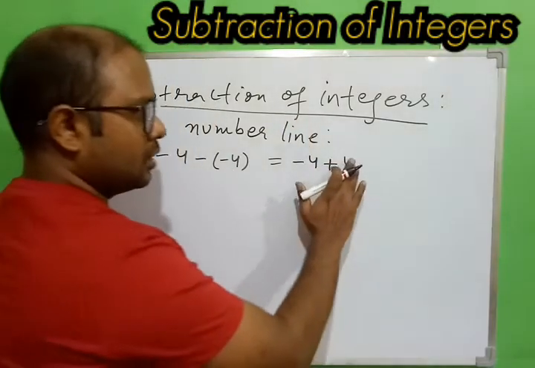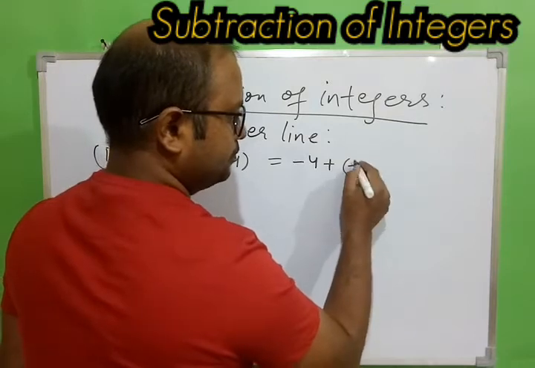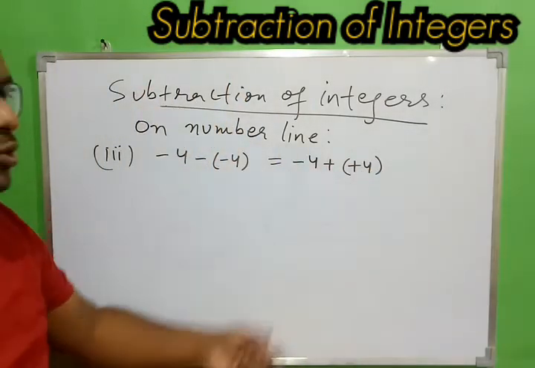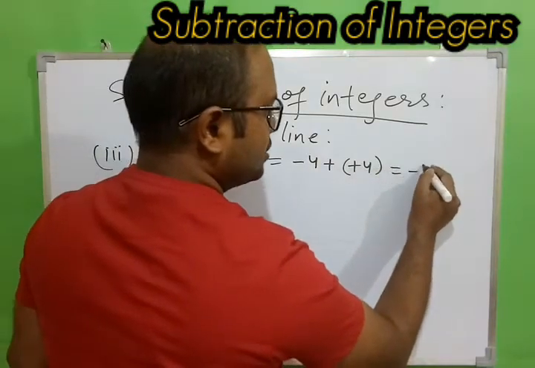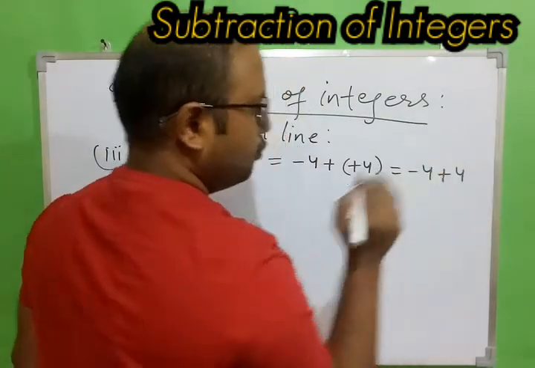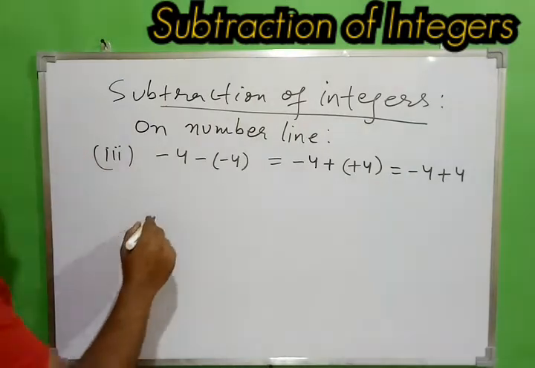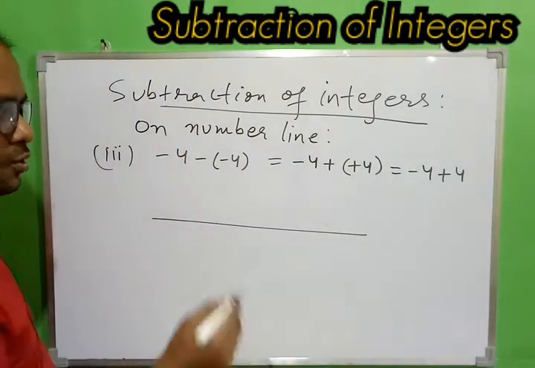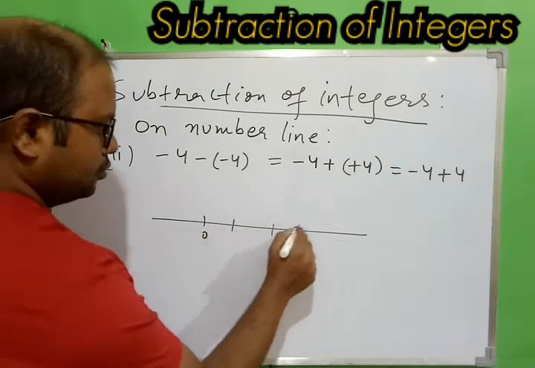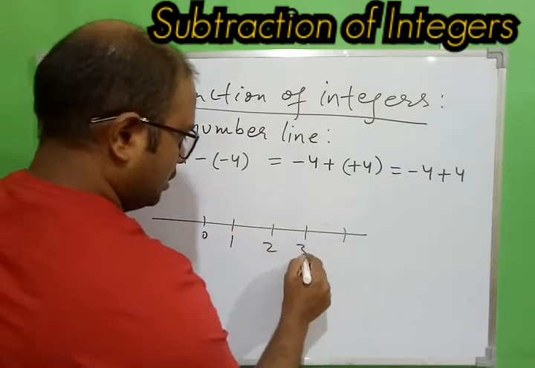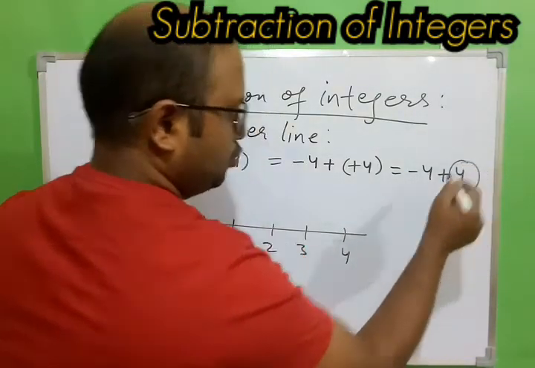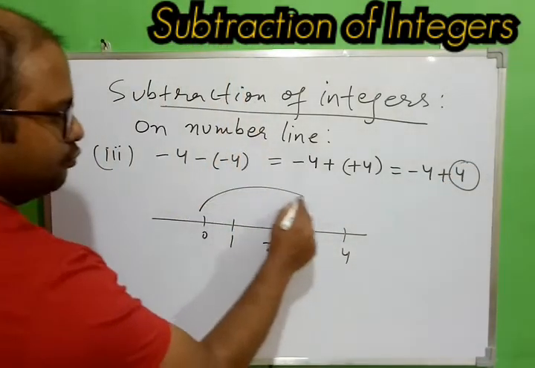We can write it within the bracket or without the bracket also. Yes or no? Overall the plus is not shown, so we can directly write minus 4 plus 4. Now let's show it on the number line. The choice is yours. We can start with 0, 1, 2, 3, 4. Very first we can go to plus 4, 0 to 4.